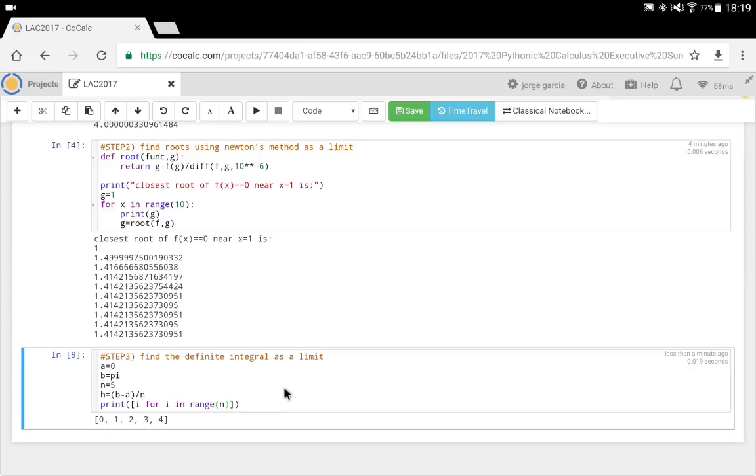Now, this is what I want, though. I want that to be the x-coordinate of the left side of each left Riemann rectangle. So won't that be a plus i times h? Let's see. All right, let's make this less crazy. How about from 0 to 2?